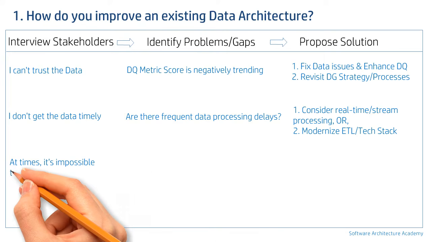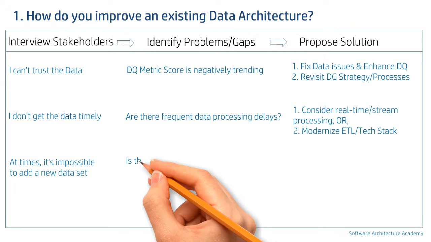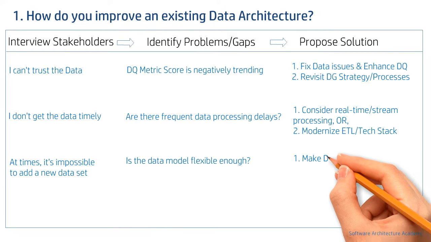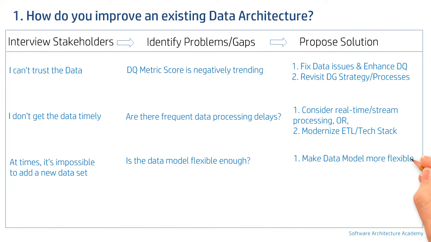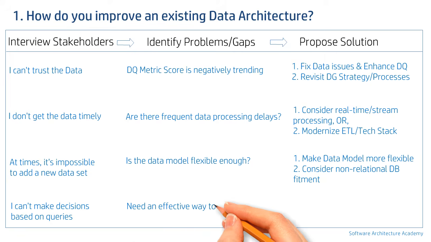Next, if a pain point is that it takes forever for engineering teams to add a new data set, then most likely your data model is not flexible enough. This can be fixed by either redesigning your data model to make it more flexible, or by considering a NoSQL schema or database, only after considering all the use cases. Finally, if users are unable to make informed or quick decisions just by querying your database, then you are probably missing an effective BI component.